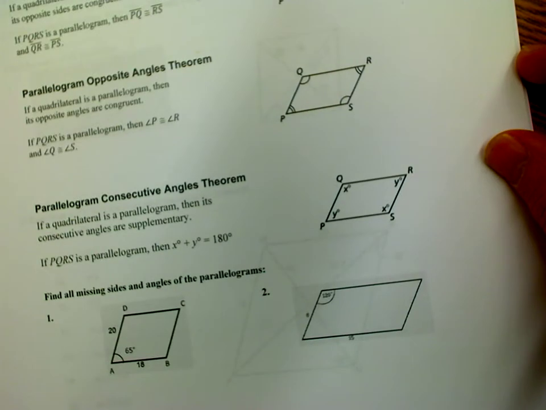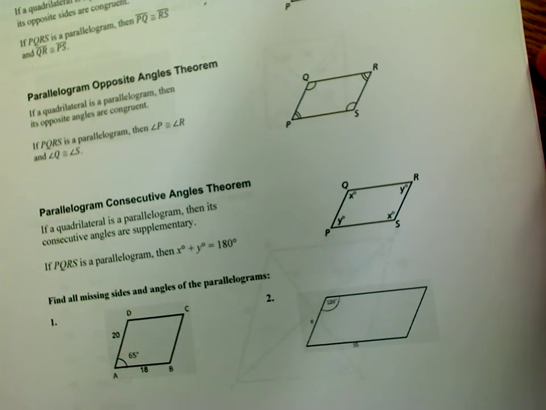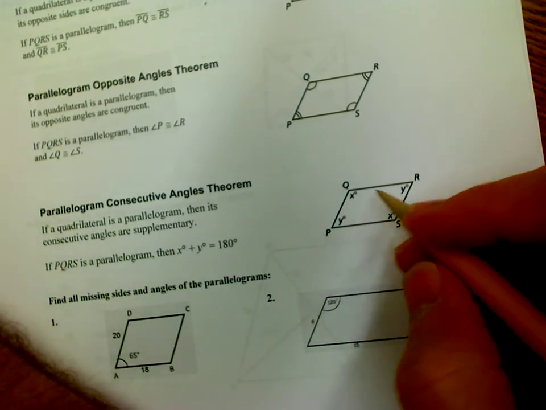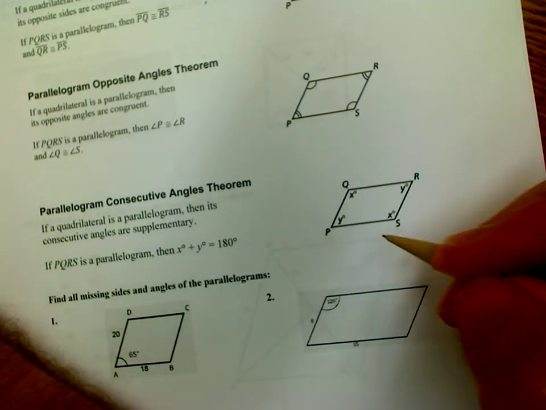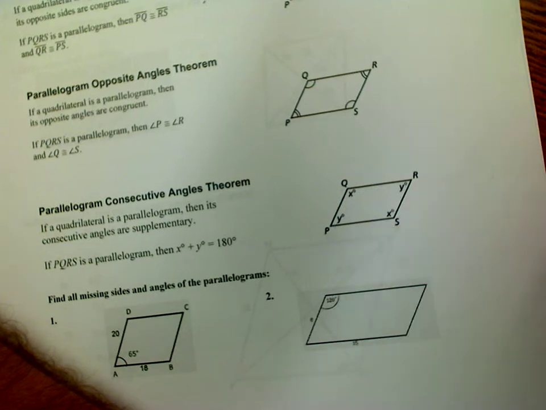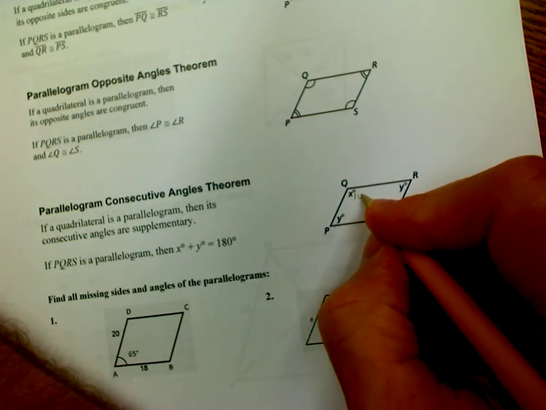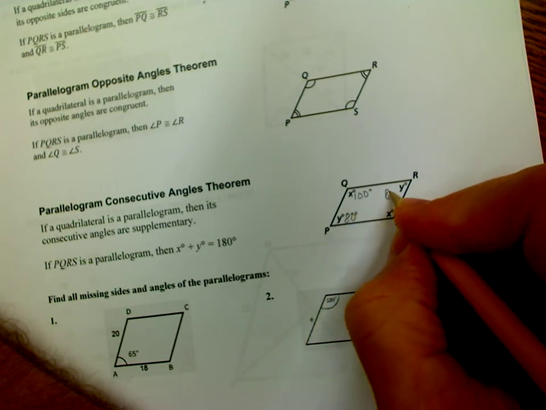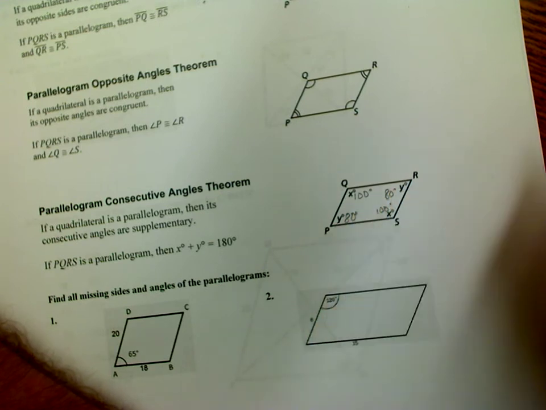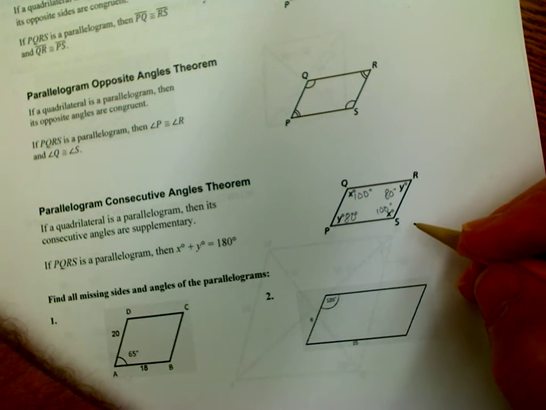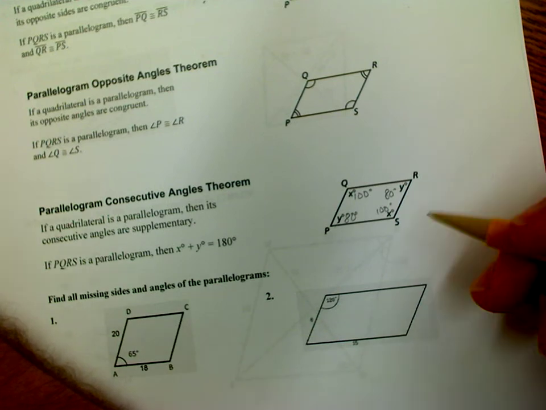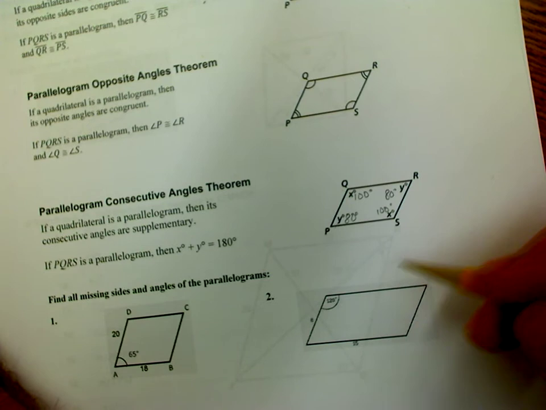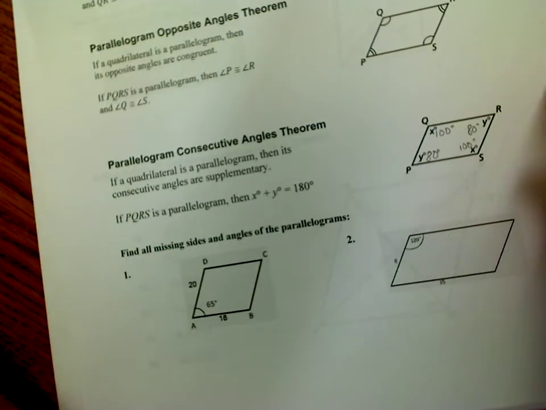Now, for the angles that are not opposite from each other, like X and Y here, what would be a really nice thing for them to add up to? You guessed it, 180. If this angle X is 100, Y is 80. Those consecutive angles add up to 180. So just like so many things in geometry, they add up to 180, or they're equal in a parallelogram.